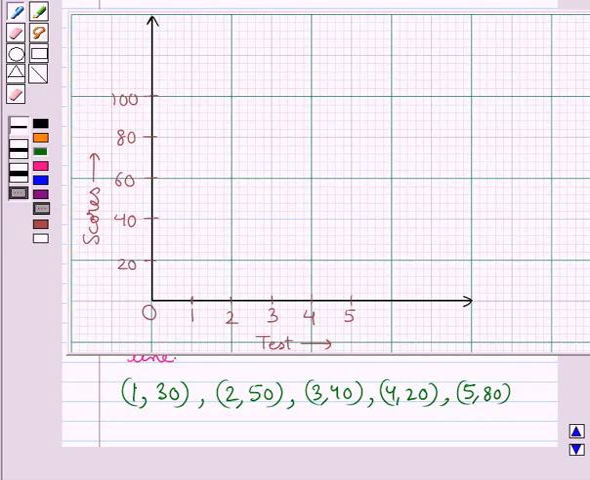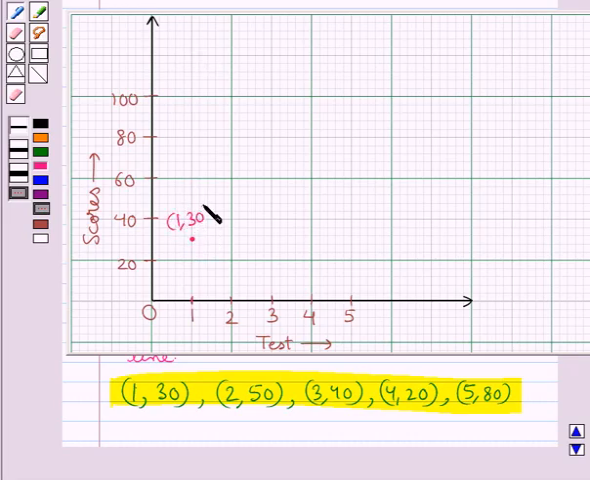Now, on this graph, we need to locate the points for these pairs of numbers. Like first we have the pair 1, 30. So we are going to locate this point 1, 30 on this graph. Now first we have the number 1. Now from this point 0, we move 1 unit to the right to reach up to the number 1. Now from here, that is from the number 1, move 30 units up so that we reach up to the number 30. So we get this point. So this is the point which represents the pair of numbers 1, 30.